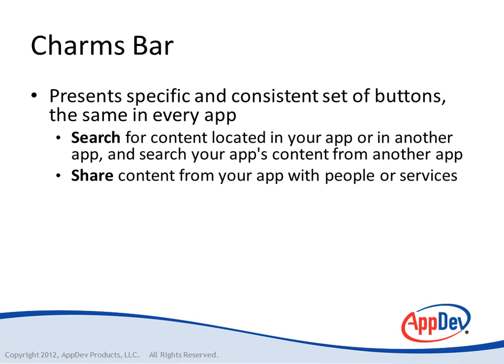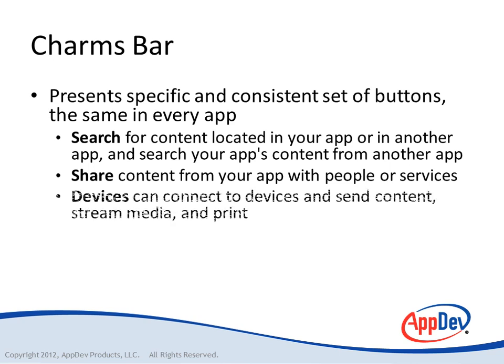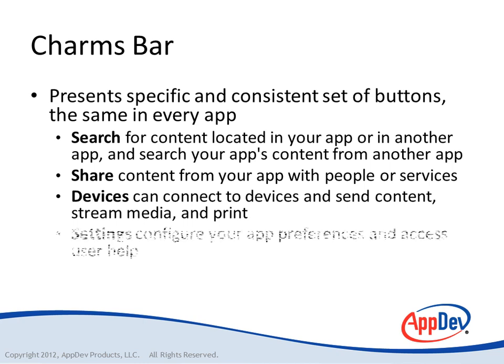Share allows you to share content from your app with people or services. For example, if you're writing an application that interacts with Facebook, clicking share might allow you to send things to Facebook from your application. Devices is a button that allows you to connect to devices and send content, stream media, and print. The Settings button allows you to configure your app preferences and access user help.